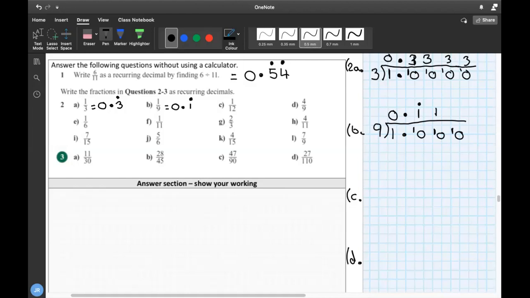Next, C, we've got 1/12. 1 divided by 12. Okay, how many 12's fit into 1? None. So we need to carry that 1 over. We've now got 10. How many 12's can fit into 10? You can't do that either. This is why we want you to carry the digits over rather than doing lines like this, because it can get very confusing when you start doing that.